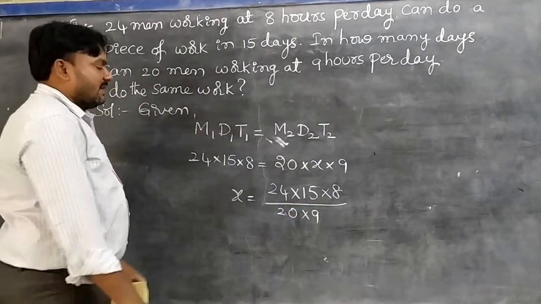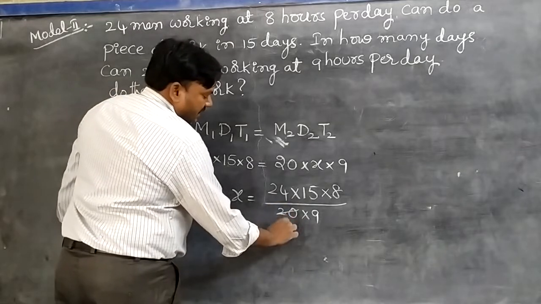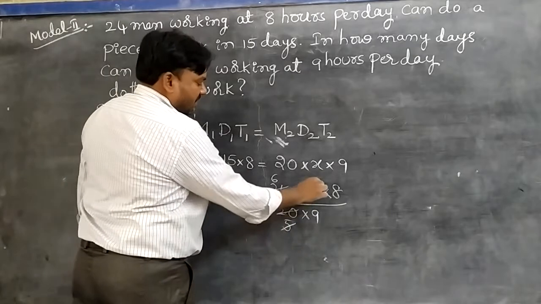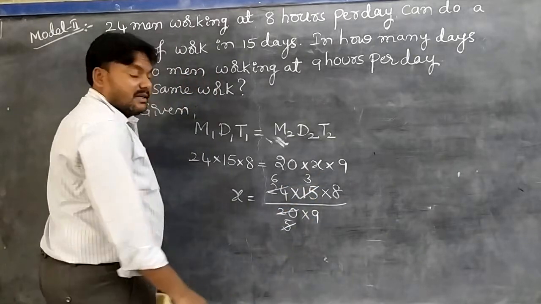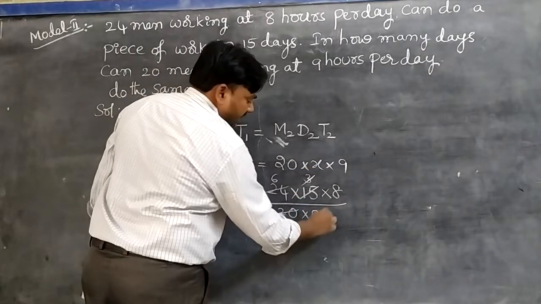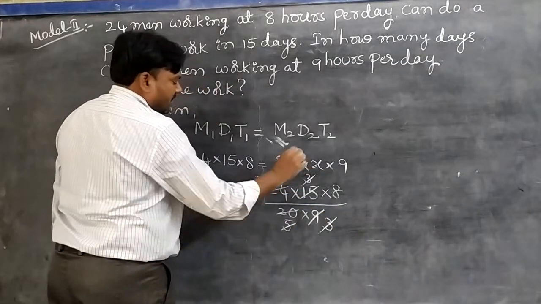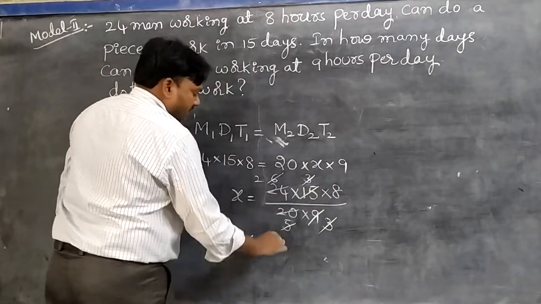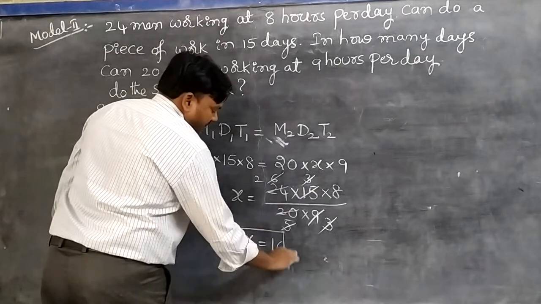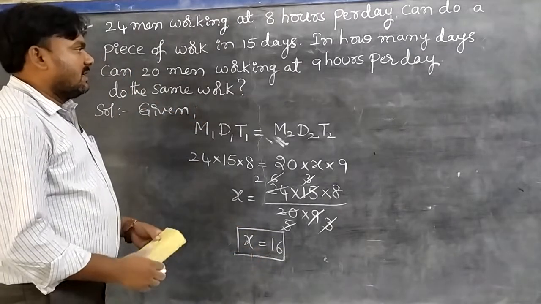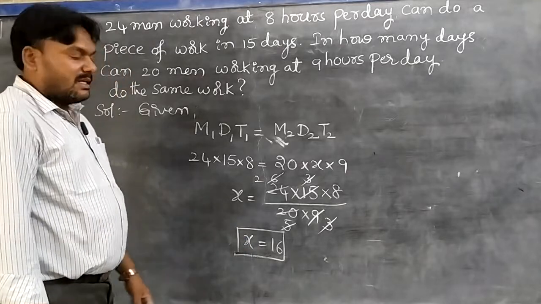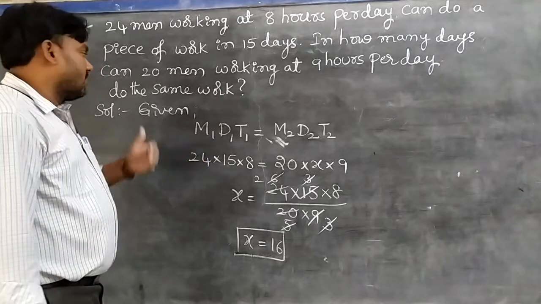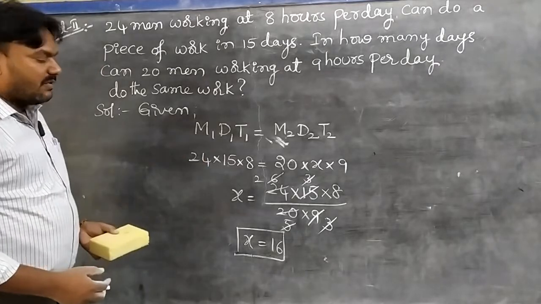20 into 9. Okay. 4 fives are 20, 4 sixes are 24. Next, 5 threes are 15. Next, 3 ones, 3 threes. Next, 3 ones, 3 twos. Finally what you get? 8 and also 2. 8 twos are 16. So the required number of days equals 16. Can we get the same solution by using another method or not? Check it, students. This is the way of approach by using the formula.